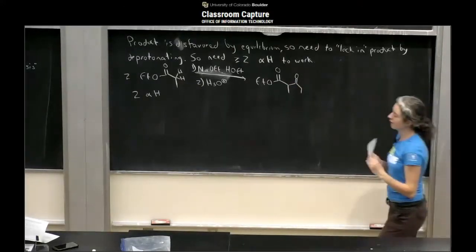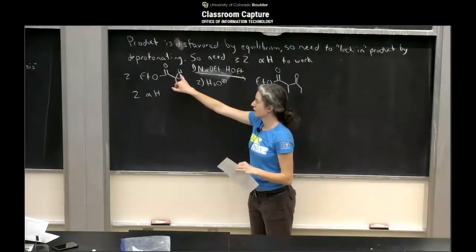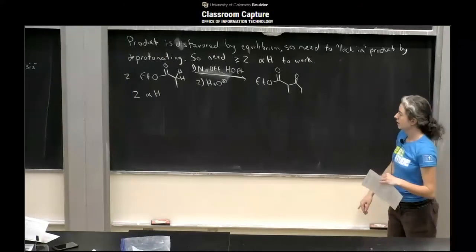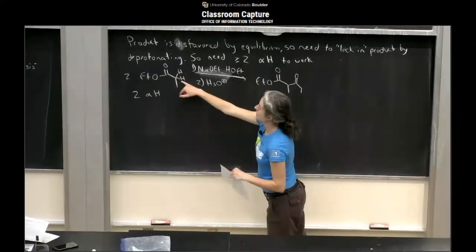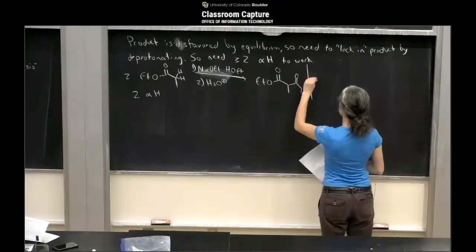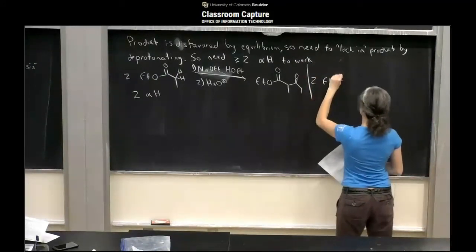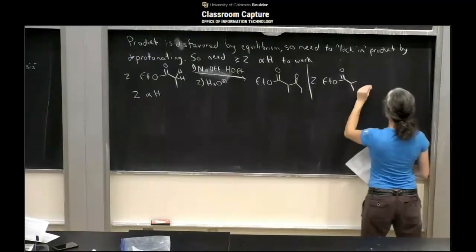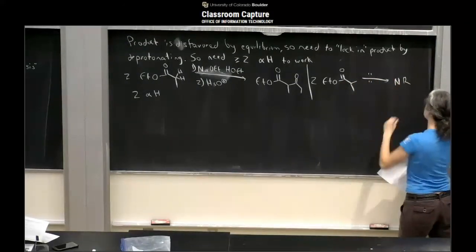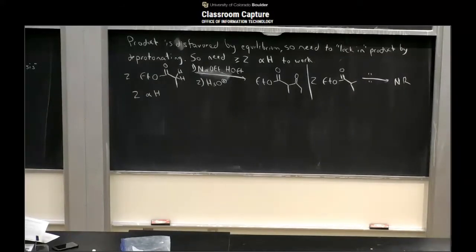Or if we had three alpha H's, like if this was just a methyl group out here with HHH on it, that would also work great. But if only one H is out here, then it's going to be no reaction. Okay. So questions about that? Okay. Cool.